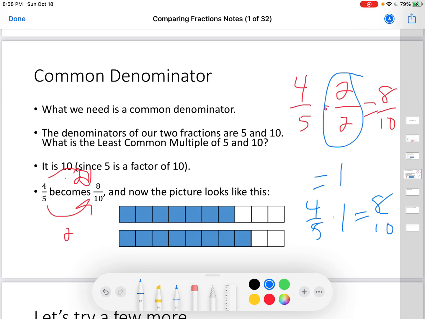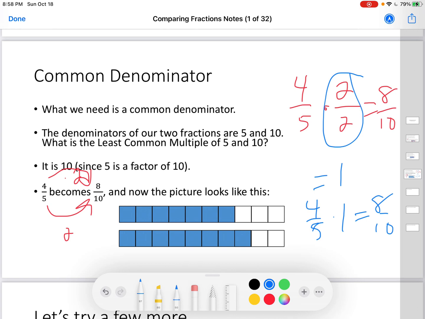What happens when you multiply by 1? Nothing happens. It has the same value. So as long as we use the same number for the numerator and the denominator, we have a number that's equal to 1, and when we multiply by it, we keep the same value. So we're going to do 4/5 times 2 over 2, which is 4/5 times 1. 4 times 2 is 8. 5 times 2 is 10. That means 8/10 is the same as 4/5.